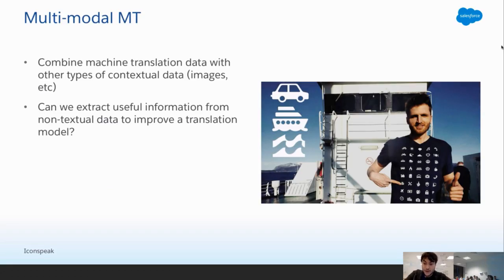So one very specific domain of multitask MT is called multimodal machine translation, which is basically combining MT data with other external contextual data, such as images. So why is this useful?